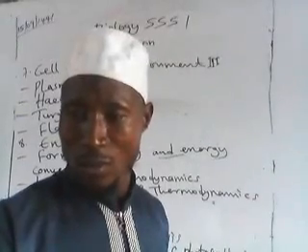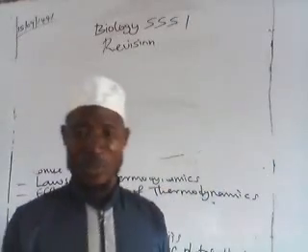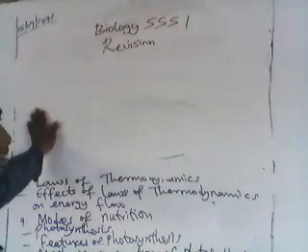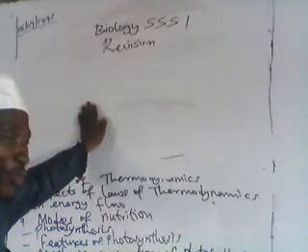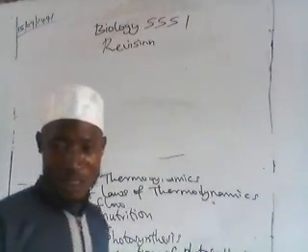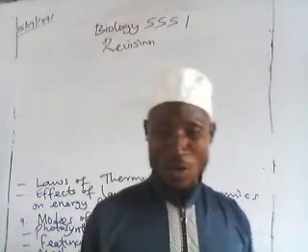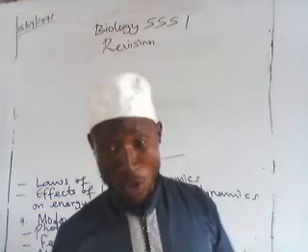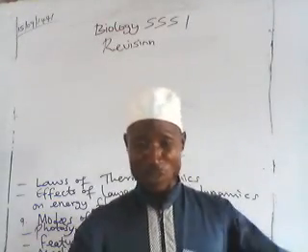Then, I told you the factors that affect the rate of photosynthesis. Among these factors are sunlight, carbon dioxide, temperature, water, concentration of iron, oxygen, and some others. Hormones also are there and some others. Go and do revision by yourself.